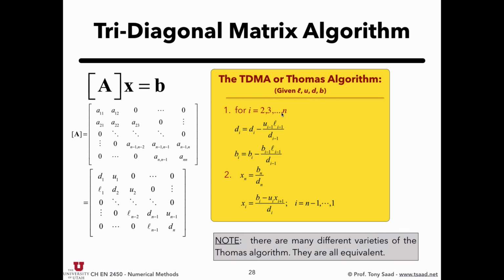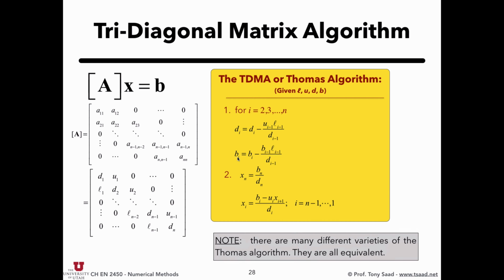Starting with i equal to 2 all the way to n, you start by changing the d's, the entries in the main diagonal, with d_i equal to d_i minus u_(i-1) l_(i-1) over d_(i-1). So d2, for example, would be equal to d2 minus u1 l1 over d1. You don't touch d1 because we're starting from 2. The new d3 is equal to the old d3 minus u2 times l2 over d2. Now, what are u2, u1, etc.? They're just the entries in the vector of the upper diagonal.